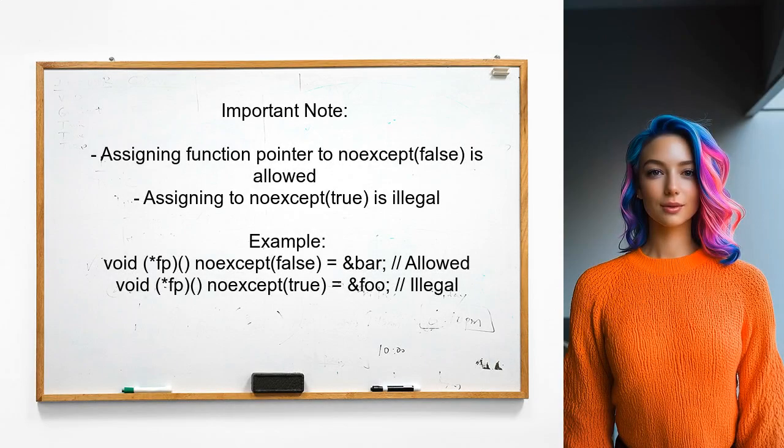They also point out that while you can assign a function pointer to a noexcept function, it can be misleading because the function's type may not include noexcept. However, assigning a function pointer to a function declared noexcept true is illegal.